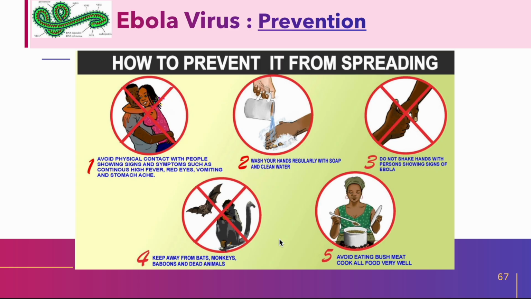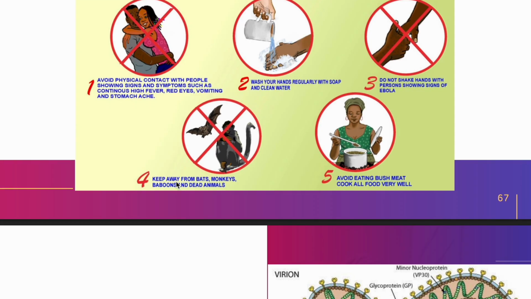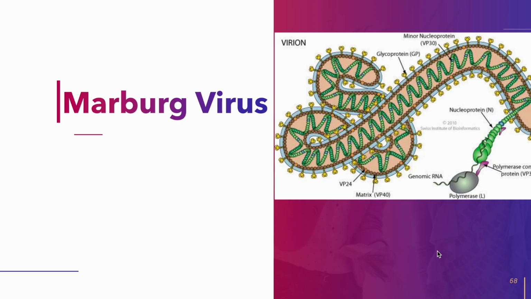can spread by direct contact, so you have to avoid physical contact. Wash your hands with soap and clean water, so this is an aseptic technique. Just do it frequently, as frequently as you can. Do not shake hands. Keep away from bats, monkeys, baboons, and dead animals. Don't eat flesh or bush meat, and cook it very well. Make it well done.